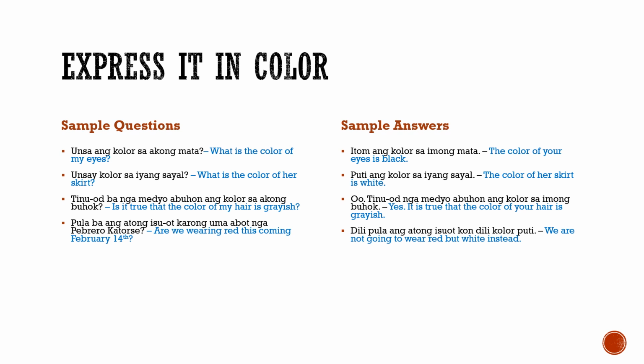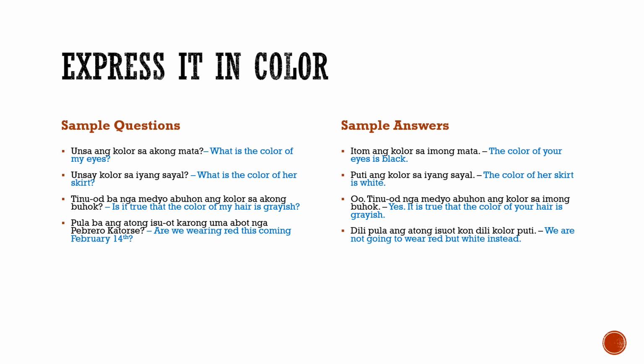Pula ba ang atong isuot karong umaabot nga Pebrero 14? Pula, that's red. Ba. So when we say pula ba, is it red? So we're turning it into a question. Pula ba ang. So it refers to the object. Atong, ato is ours. Isuot. Suot is wear. Isuot, going to wear.